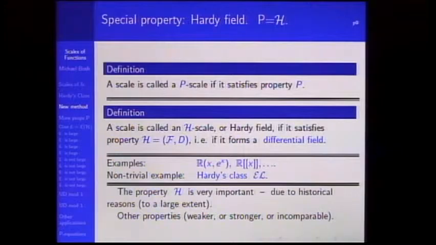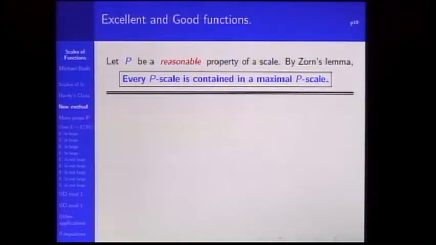Even for applications in ergodic theory and dynamical systems, there are many papers, I will mention some of those, which assume the property that the function belongs to a Hardy field. This property can be relaxed for most purposes. And here is the definition.